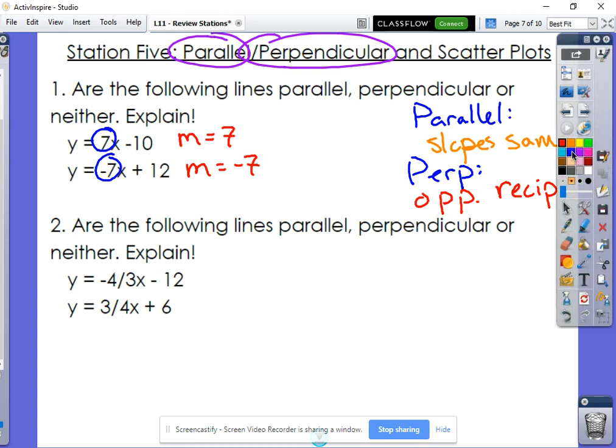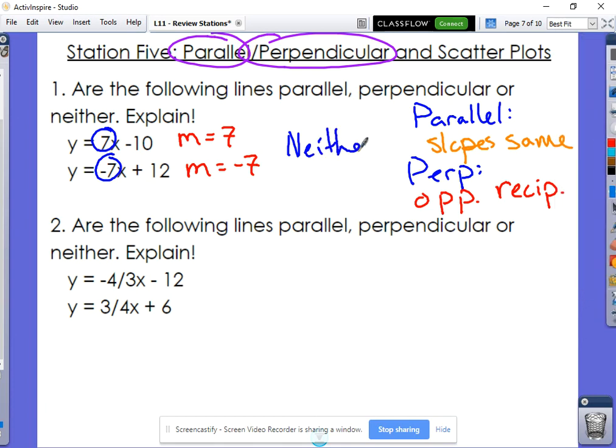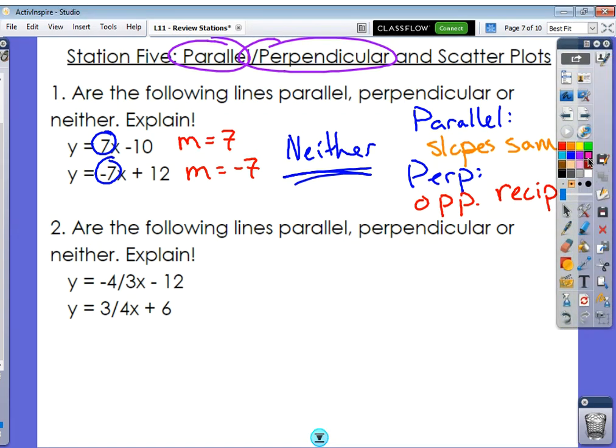And then are they reciprocals? Definitely not. So this answer here would actually be that they are neither. They are neither parallel nor perpendicular. Okay? So try this next one on your own. See if you can identify the slopes and then tell me whether or not they are parallel, perpendicular, or neither. Press pause, give that a try.